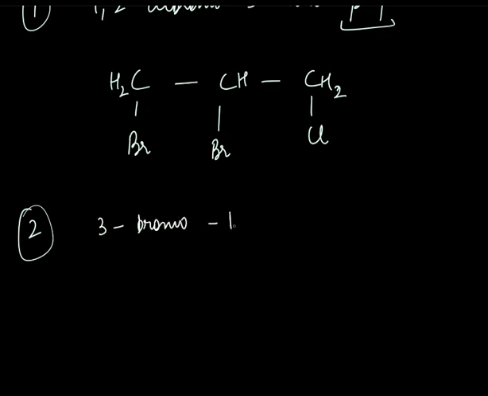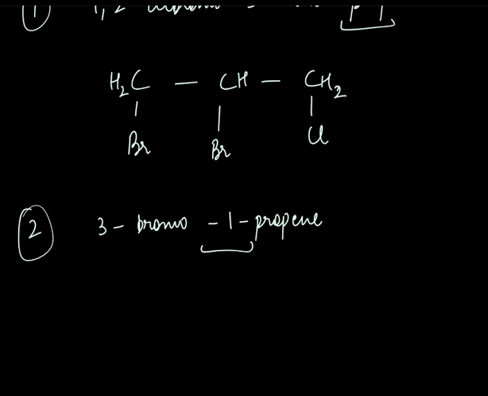3-bromo-1-propene. So you can actually write this as propene, prop-1-ene or 1-propene. Why this one is important to understand: because if I write 3-bromopropene, that's a little confusing, whether the double bond, ene, is going to come at the third position or what.